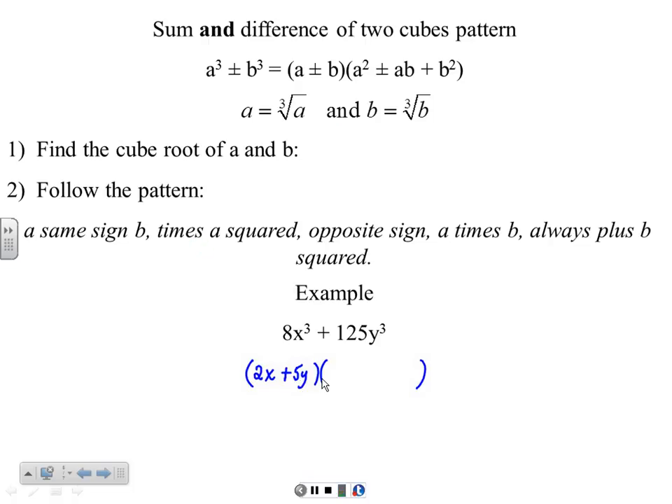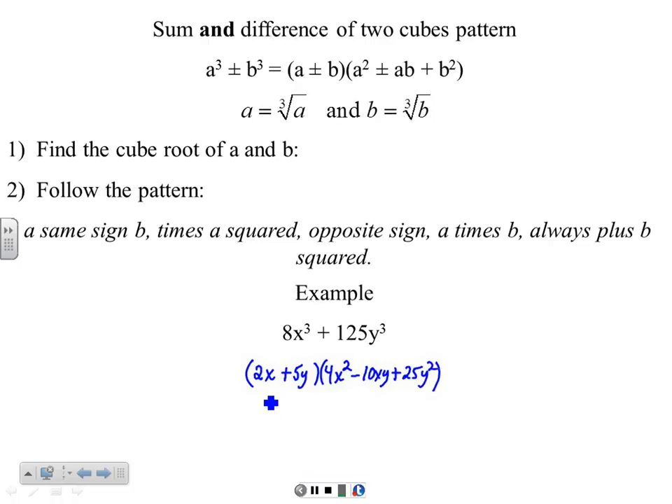Times, that's your parentheses next to each other, A squared. That's going to be your 2x now. Don't go back here, it's 2x. So A squared is going to be 4x squared, opposite sign, so we're going to use a negative because in our original problem we had a plus. Here is a plus, so we needed the opposite sign. And then A times B, we're going to multiply these two together, so we get 10xy, always plus, and then B squared. B squared is going to be your 5y squared, which is 25y squared.